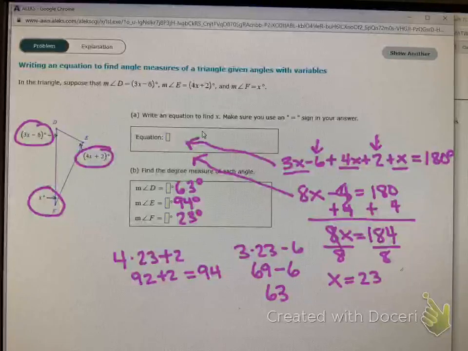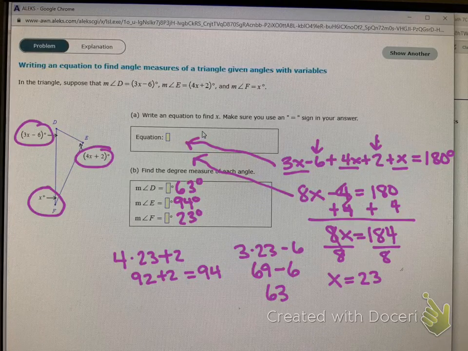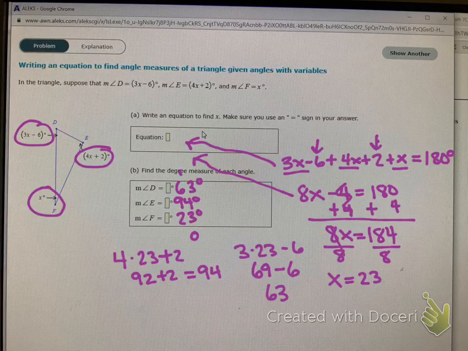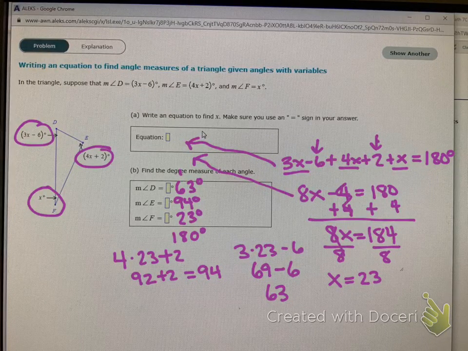So the last step is I need to double check. Do those add up to be 180? So if I add straight down, I get 3 plus 4, that's 7, plus 3, so that's going to be a 10. Put a 1 up. 1 plus 6 is 7, plus 9, 16, 17, 18. So yeah, those add up to 180 degrees.